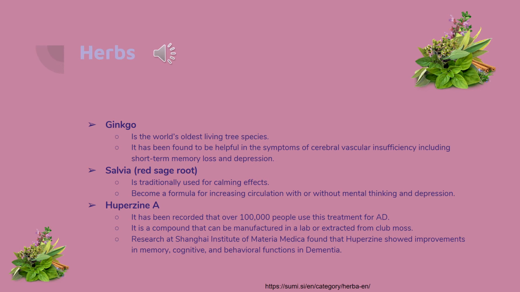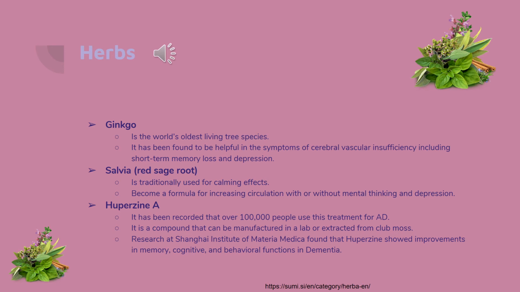The herbs mentioned in this article each had a particular effect in regard to the brain, memory, depression, dementia, or Alzheimer's. The first herb we're going to be discussing is ginkgo. Ginkgo is the world's oldest living tree species. It has been found to be helpful for symptoms of cerebral vascular insufficiency, including short-term memory loss and depression.